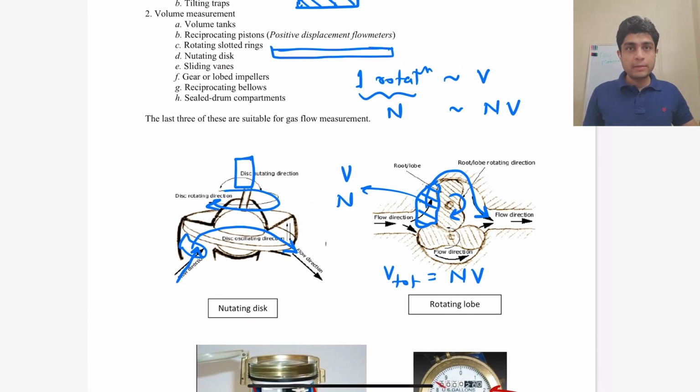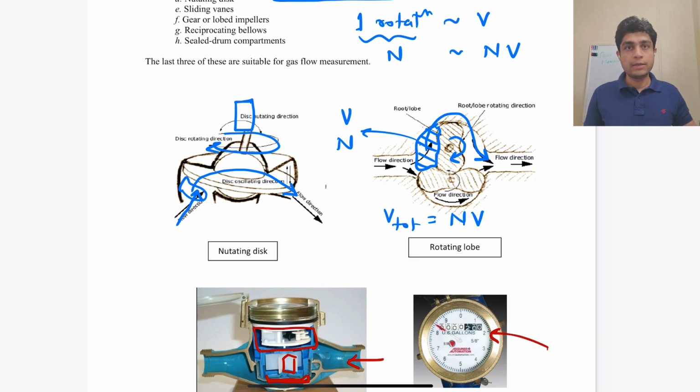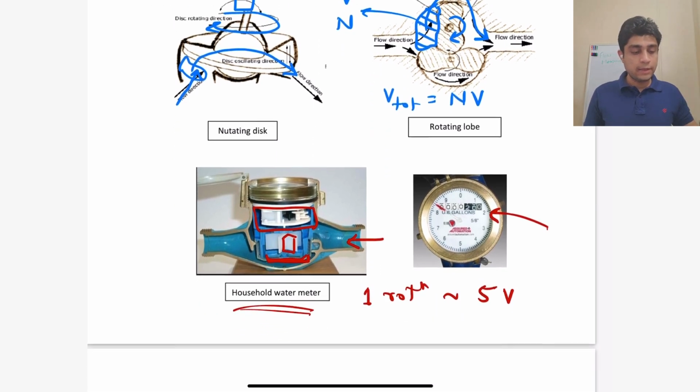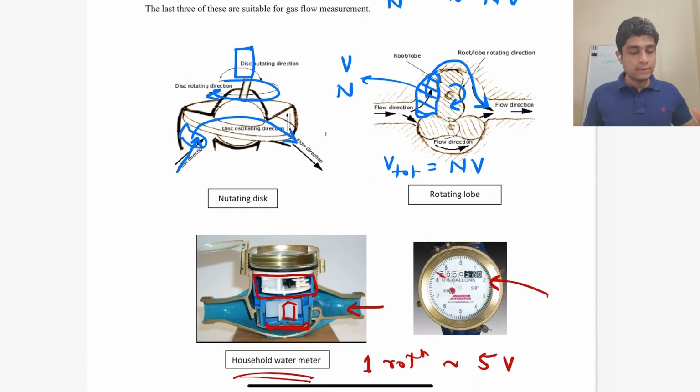So the basic principle here is that there is a fixed amount of fluid that the flow meter allows to pass in one rotation or one oscillation, and we just measure the number of oscillations and get the amount of fluid that has passed. And these devices can only give us the amount of fluid that has passed. They cannot tell us about the flow rate of the fluid that is passing.